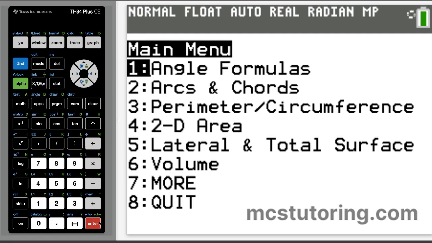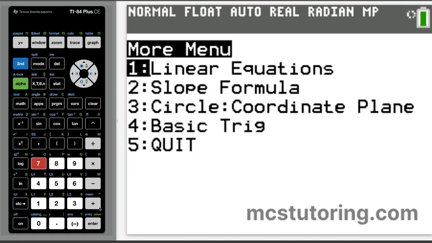We have the main menu of GEOFORM1. We're just going to go through the walkthrough. So we have, as you can see, the angle formulas, arcs and chords, perimeter and circumference, 2D area, lateral and total surface area, volume, and we have more. I'll show you the more menu real quickly: linear equations, slope formula, circle in the coordinate plane, and basic trig.